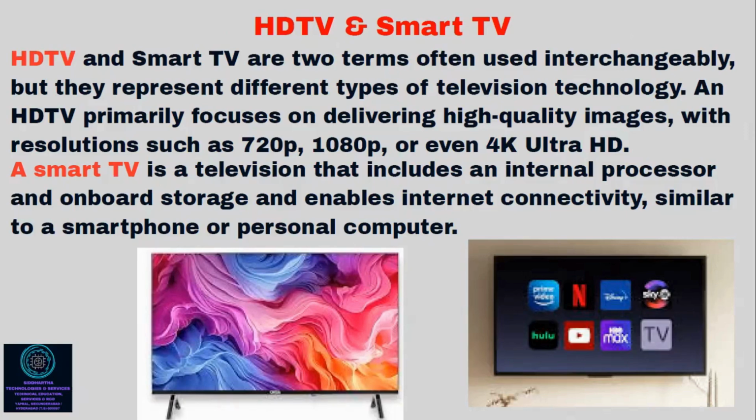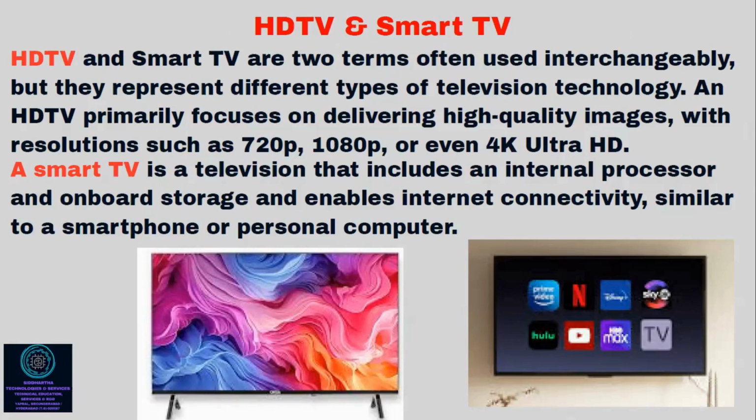HDTV primarily focuses on delivering high quality images. High definition television, we call it HD. 4K, 8K, you can just go and check it out. So these are high definition television; the word HD is used. HD primarily focuses on delivering high quality images with resolutions such as 720p or 1080p or even 4K Ultra HD. So these are the resolutions. The higher the resolution, the better the picture, the color and the contrast.